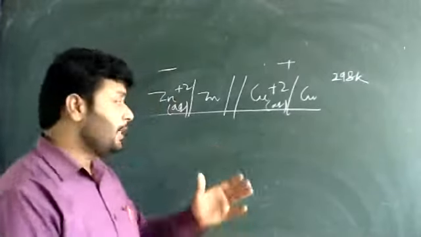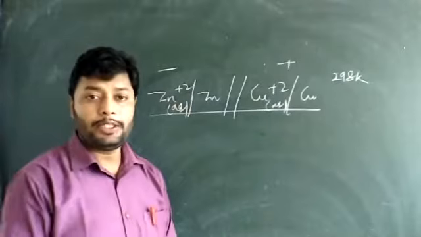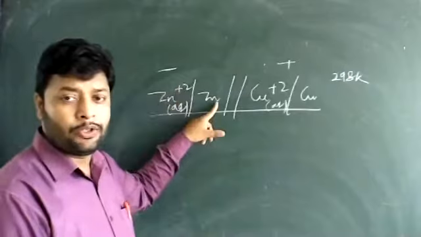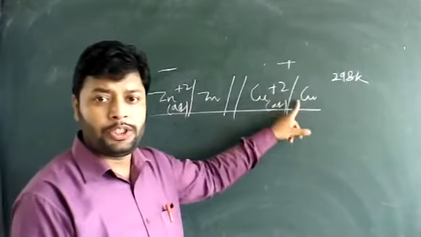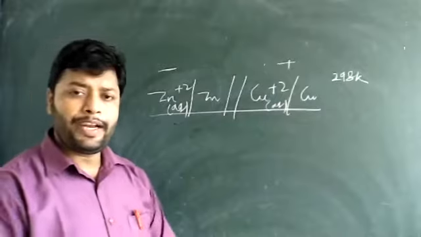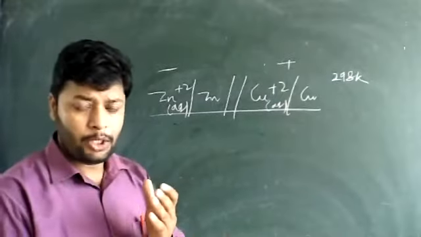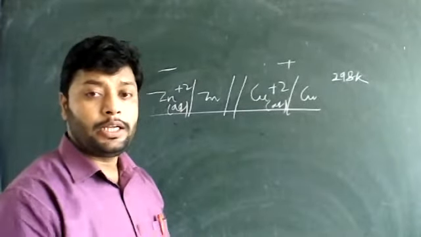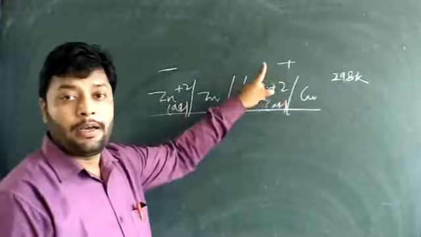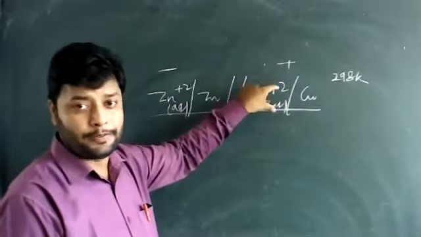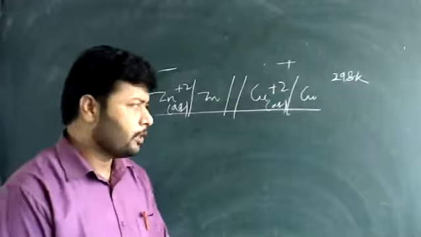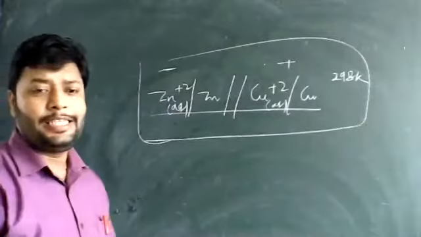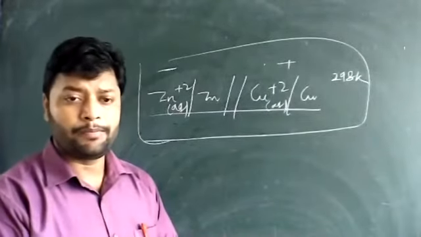Reduction means electrons must be gained, electrons must be accepted by the ion. You can see copper +2 to 0, electrons accepted. So whenever we are going for representation or calculation, we have to calculate according to the cathode, where reduction occurs. So the whole process is all about standard condition.